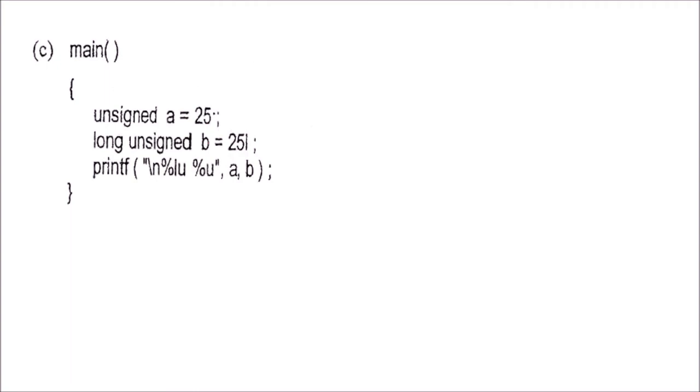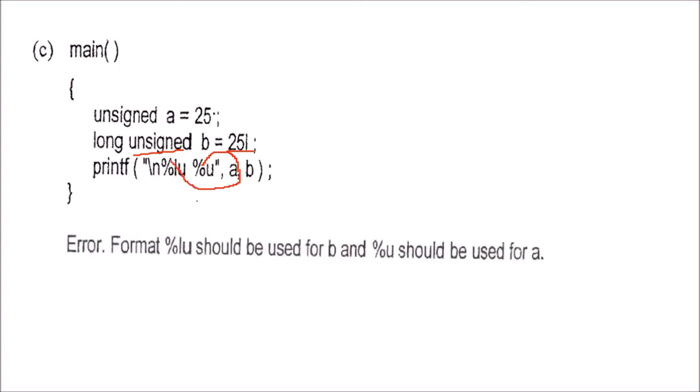Unsigned A equal to 25 and long unsigned B equal to 25L. So for that A, you have to take %U. For B, you have to take %LU. So the formats of these two have to be exchanged, because this is unsigned and this is long unsigned.